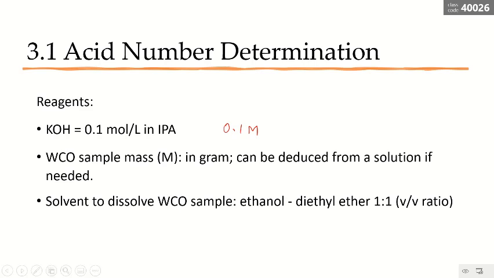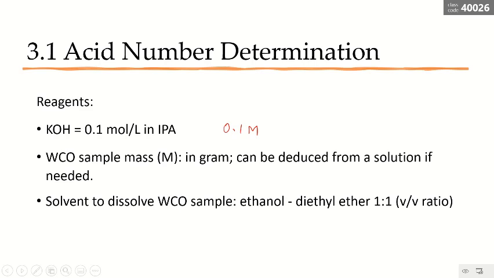With the waste cooking oil mass, we also need to know how much sample we are going to weigh. If we know it's in gram weight, no problem, we just use our balance to weigh it. Or just in case you are offered the sample as a solution itself and given the concentration, then you know the concentration times the volume. You can also calculate how much is the mass, right? So it could be deduced if some of the conditions are given to you.